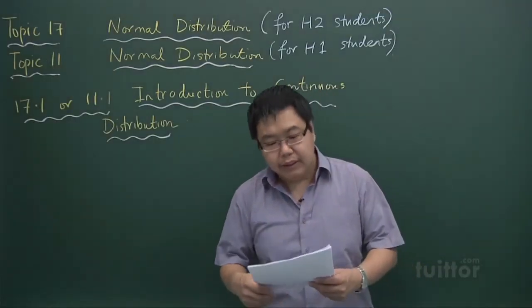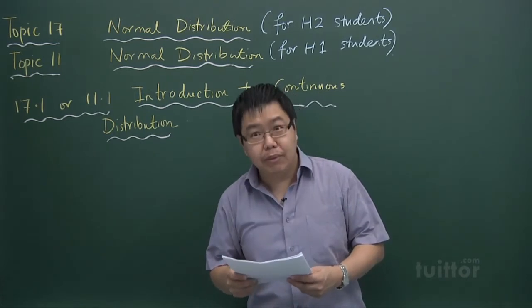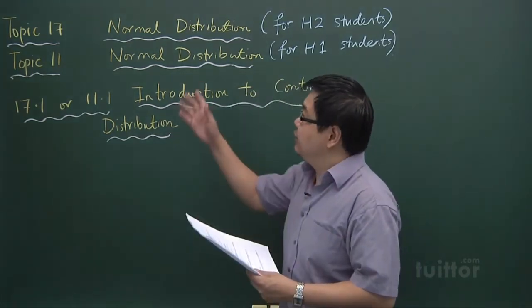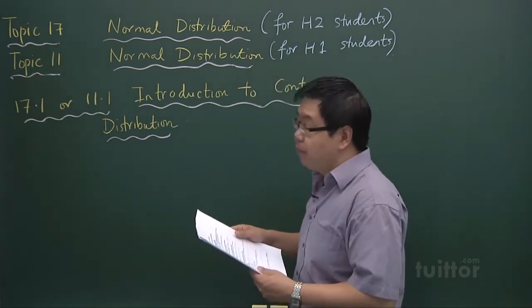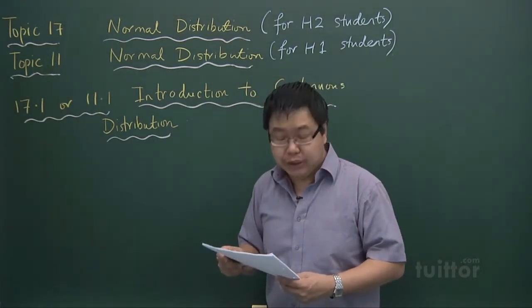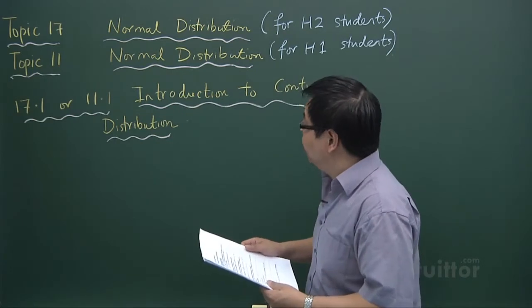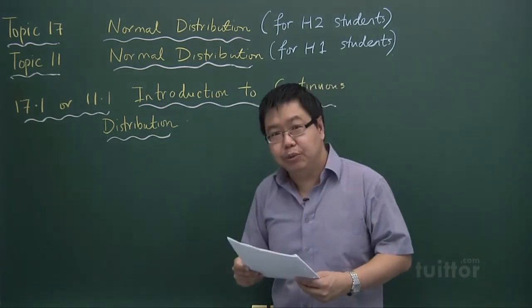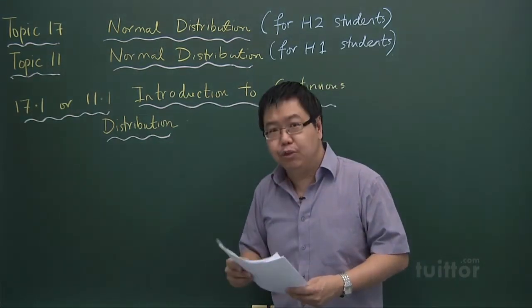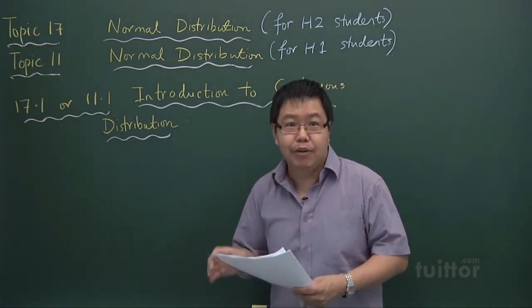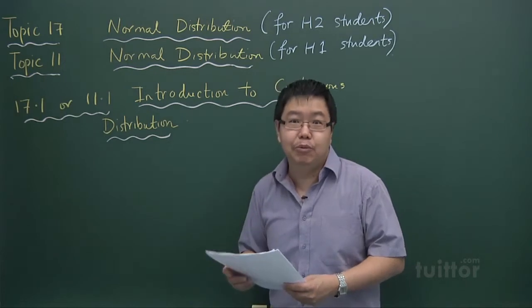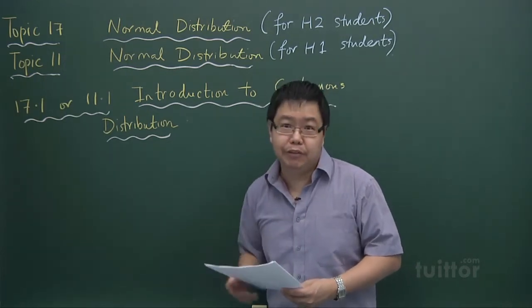Hi everyone, in this new chapter on normal distribution, it is under topic 17 for H2 students as well as topic 11 for H1 students. In this video clip on the introduction to continuous distribution, I'll be sharing a different type of distribution as compared to what you have learned previously, that is binomial distribution, which is a discrete random variable.